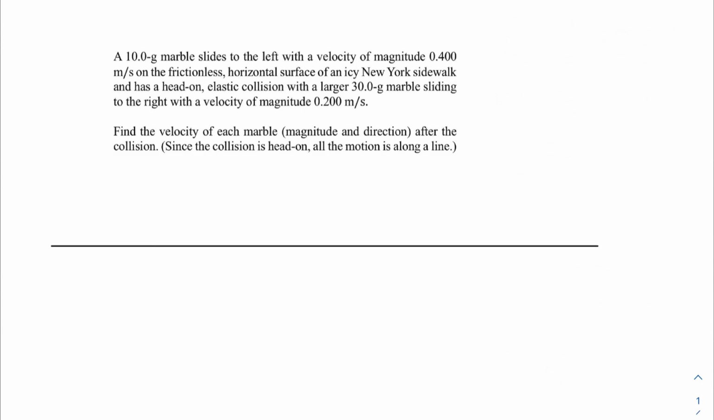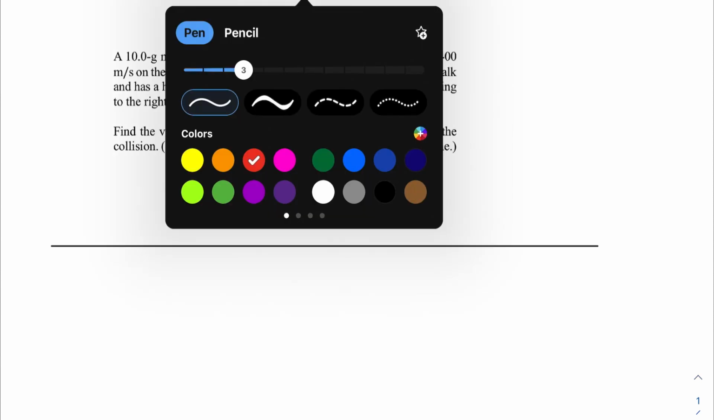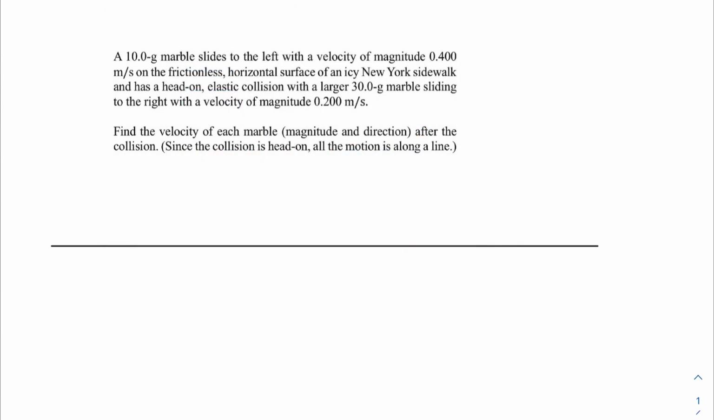Now this is the solution for the long exam set A. As the problem reads, you have a 10 kilogram marble ball that slides to the left with a velocity of 0.400 meters per second. So that is my ball A, or my mass A in this case. So I will label that with A.